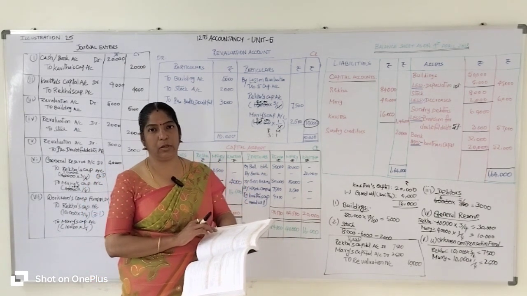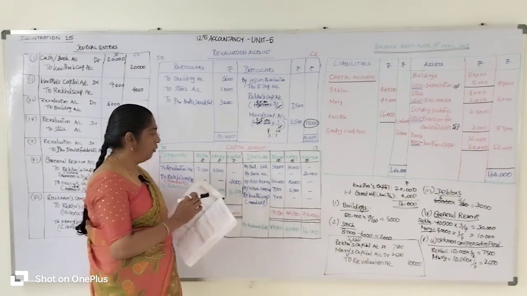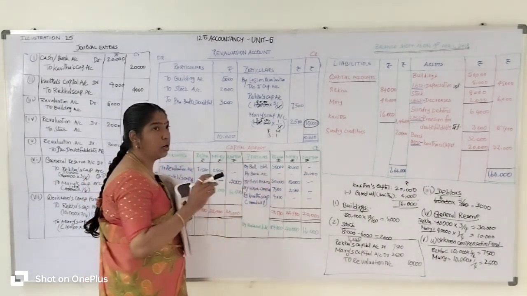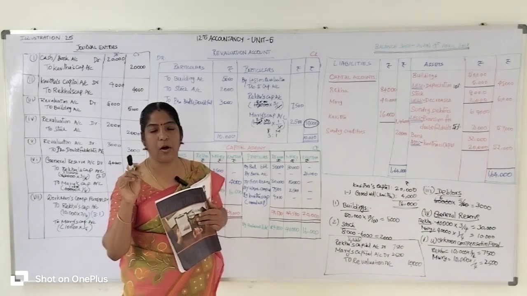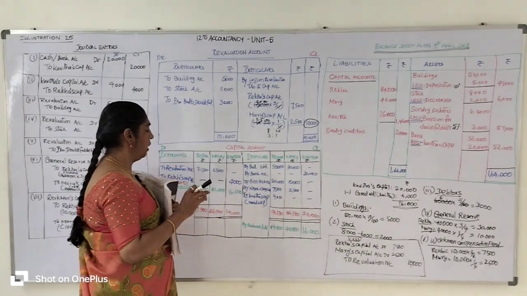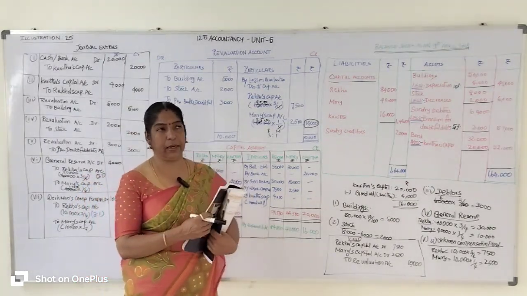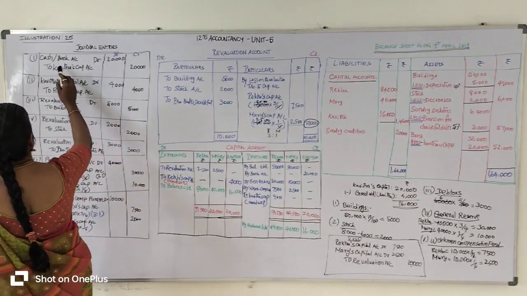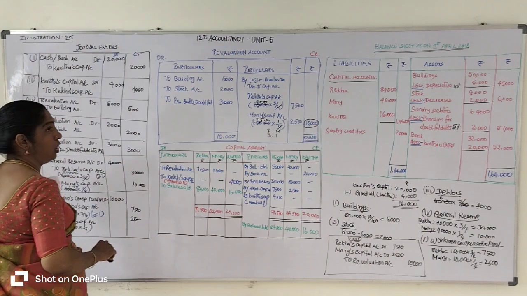The opening balance means the capital already given in the question for the old partners, Rekha and Mary, 50,000 and 30,000. Opening balance means balance brought down, the opening balance of the capital. Got it? Then new partner Kavita brought 20,000 rupees capital, right? So what is the journal entry? Cash or bank account debit 20,000 rupees to Kavita's capital account 20,000 rupees.